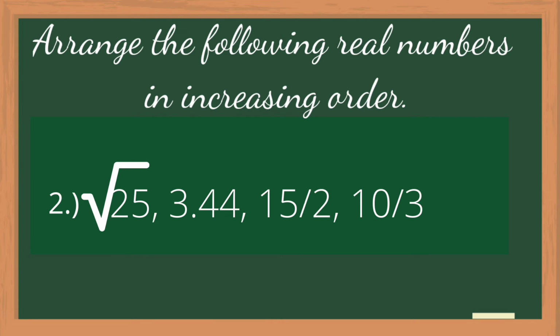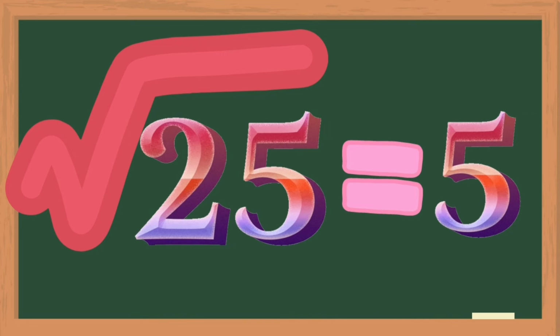Another example, number 2: square root of 25, 3.44, 15/2, and 10/3. Again, we need to express them in the same form. It is easy to change fraction to decimals than changing 3.44 to mixed fraction, then improper fraction getting the LCD. Mas mabilis mag-arrange kung i-change na lang natin into decimal lahat ng fraction. Ang principal square root ng 25 ay 5 because 5 times 5 is 25.